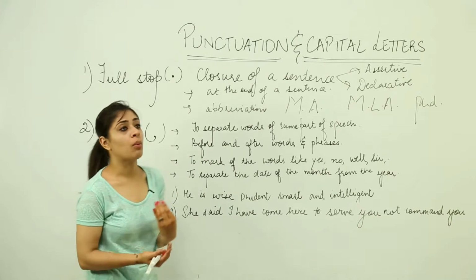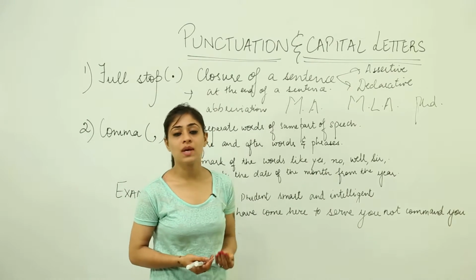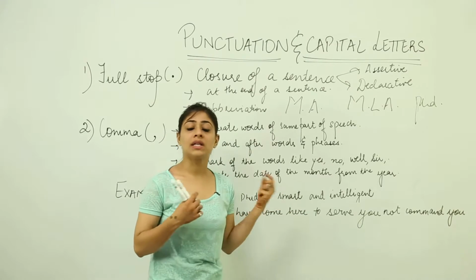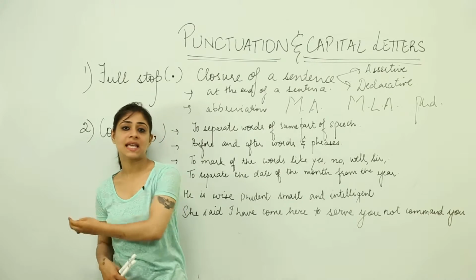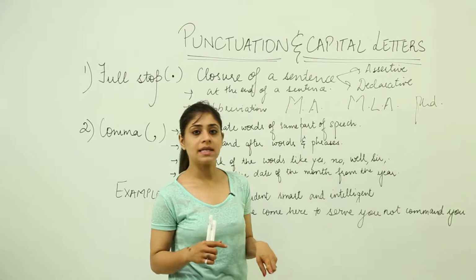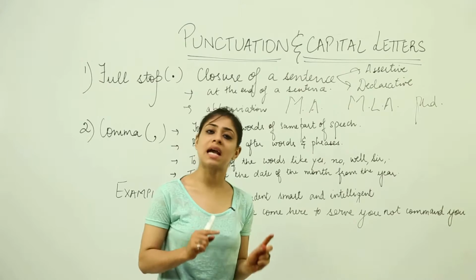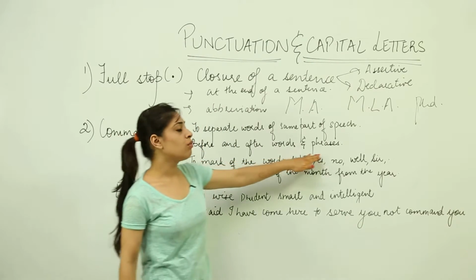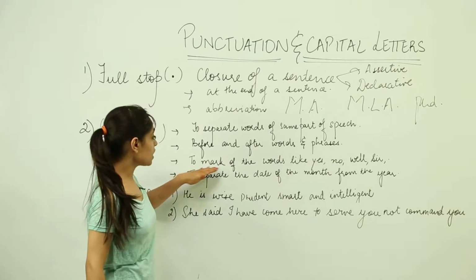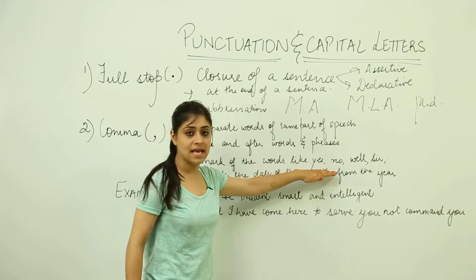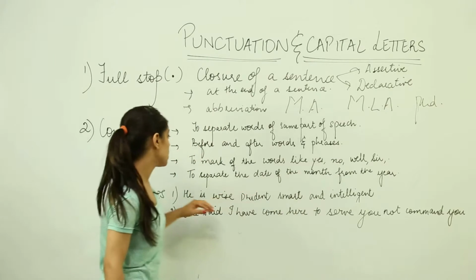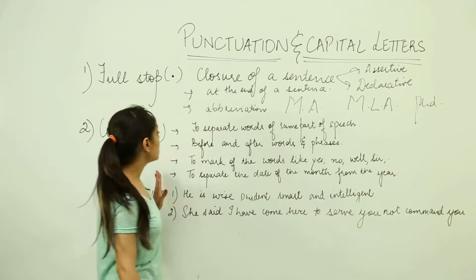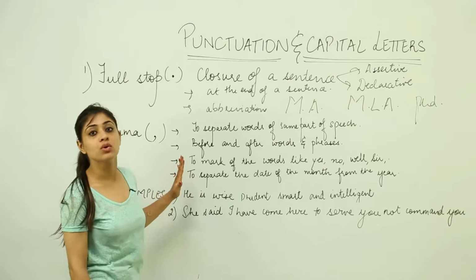For example, when we are trying to explain the personality of a person, he's kind, he's caring. So instead of writing he's kind and he's caring, we collate the sentence and write he is kind, comma, caring man. Before and after words and phrases, to mark off words like yes, no, well, sir, to separate the date of the month from the year. These are certain examples where we can use the comma.